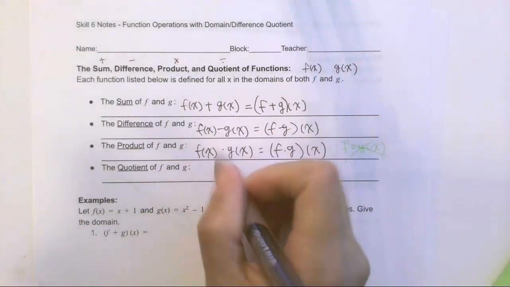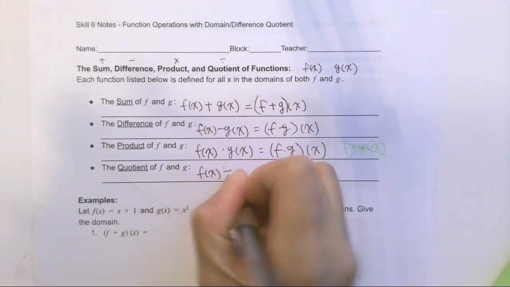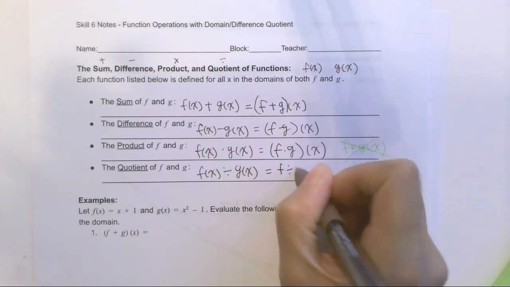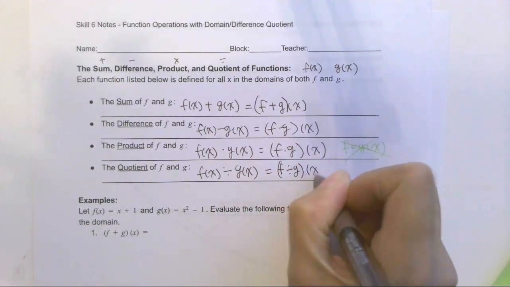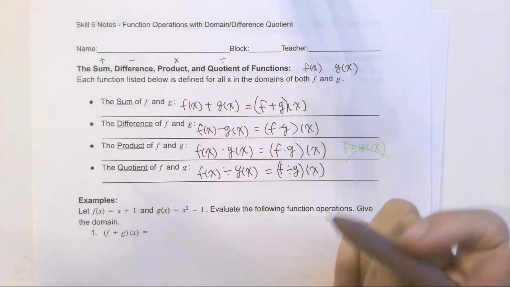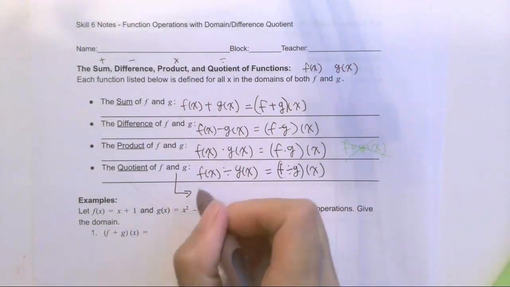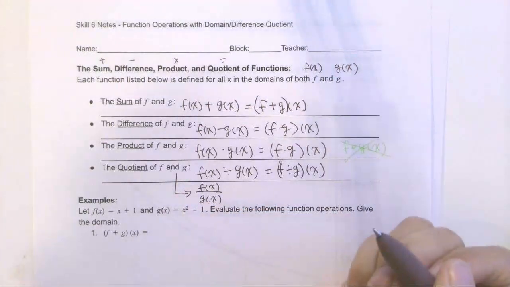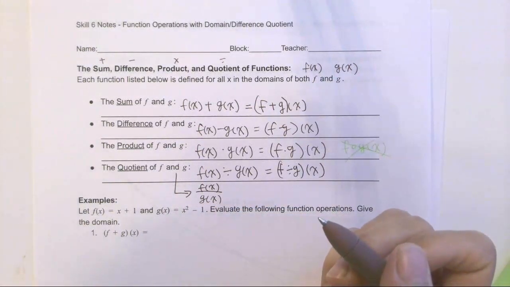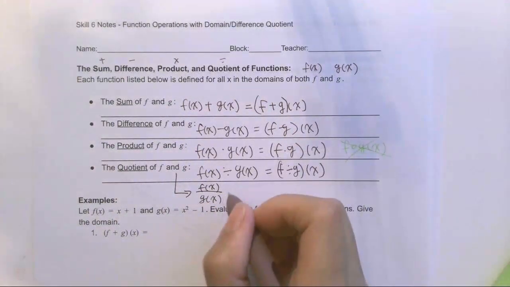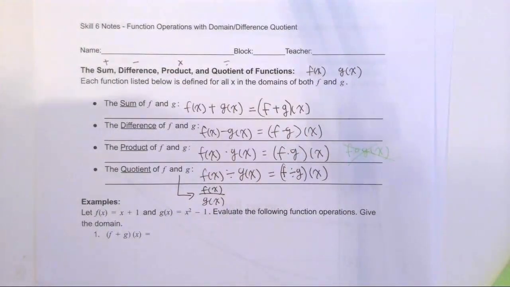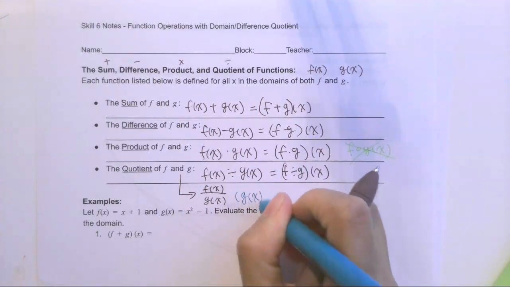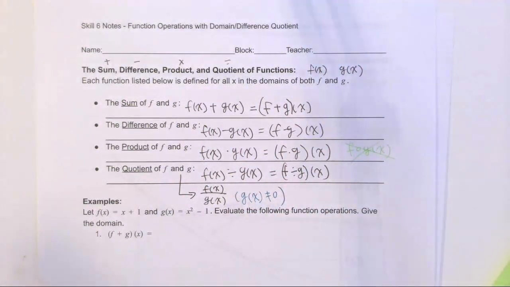Now the quotient, f of x dividing g of x. So I can write it as (f divided by g) of x. Now with the quotient, we need to be careful, right? Because dividing, we can also write it as a fraction. What do you need to be careful about with the fraction? That your denominator cannot be equal to 0. So you always need to remember that.